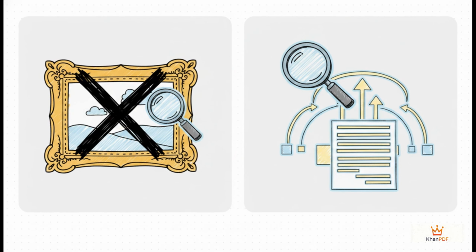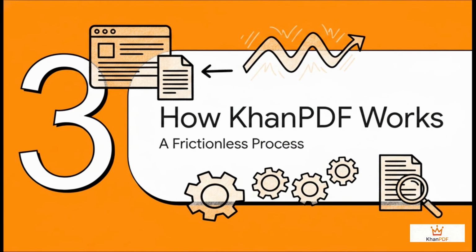This is really where the core value lies. A standard screenshot is purely visual. The text is completely unsearchable. It's a dead end. But an OCR-enriched PDF gives you the absolute best of both worlds. You get the perfect visual layout of the page, plus selectable, searchable text. It takes a static image and transforms it into structured data that you can easily read, store, and share with your team. Part 3, how KhanPDF works.